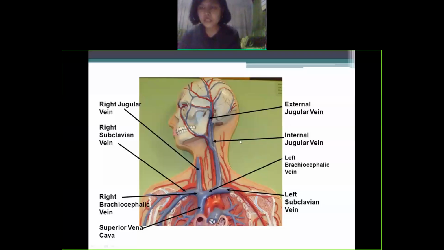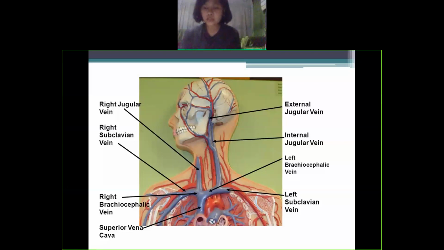Okay, so this is the internal jugular vein. This internal jugular vein lies behind the sternocleidomastoid muscle. Here, this is your sternocleidomastoid muscle. They will lie behind. Behind means what? At the back side. Understand? And they will unite together.